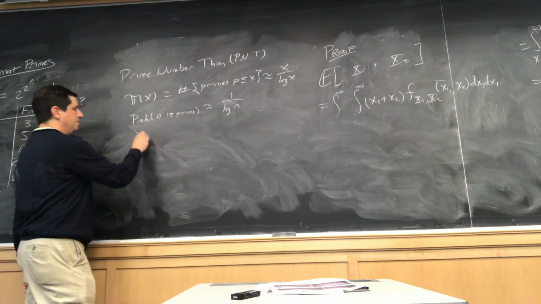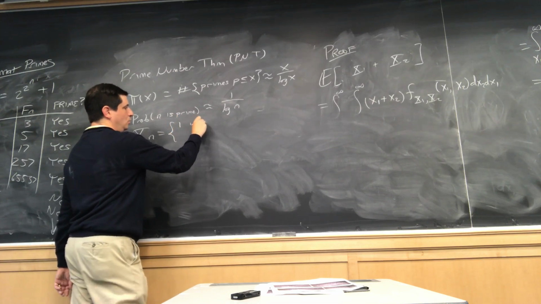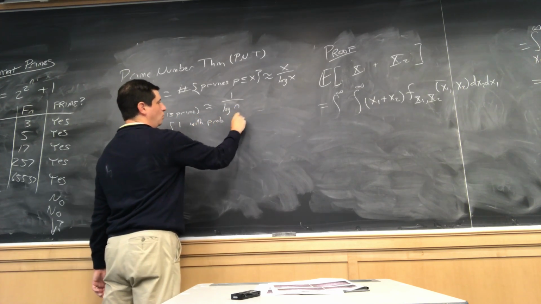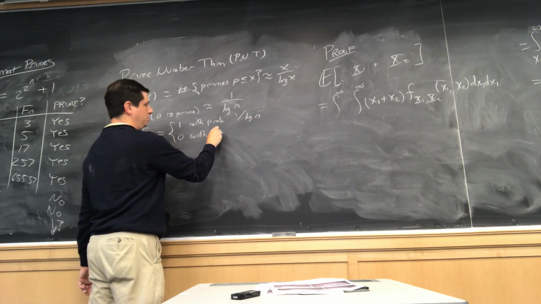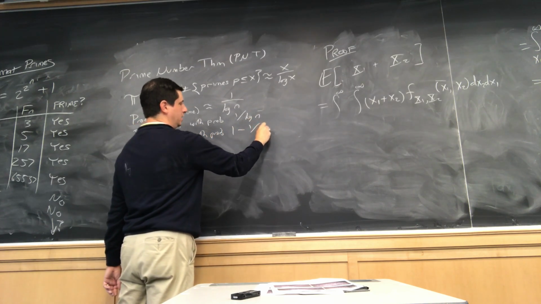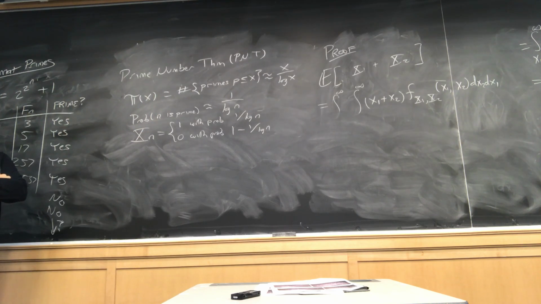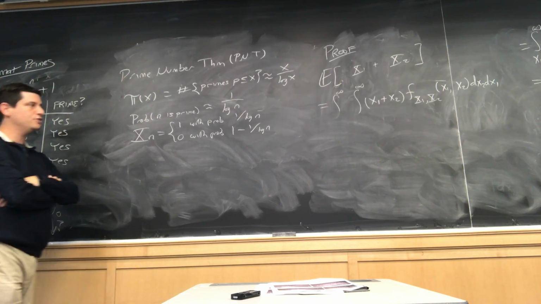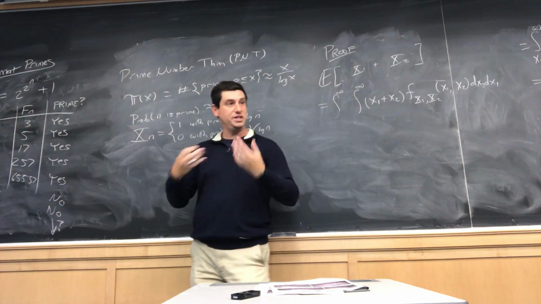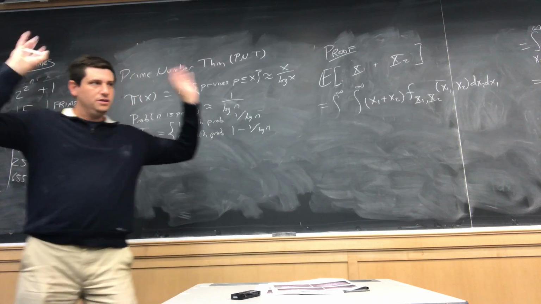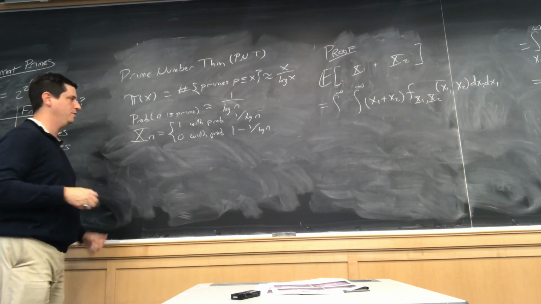So let xn be 1 with probability 1 over log n and 0 with probability 1 minus 1 over log n. And we can use this to model primes and talk about stuff between primes. Now this is not a great model because if a specific number is prime or composite, it does influence the numbers near it. You know, walk before you can run, baby toy model, see what you can get from it.